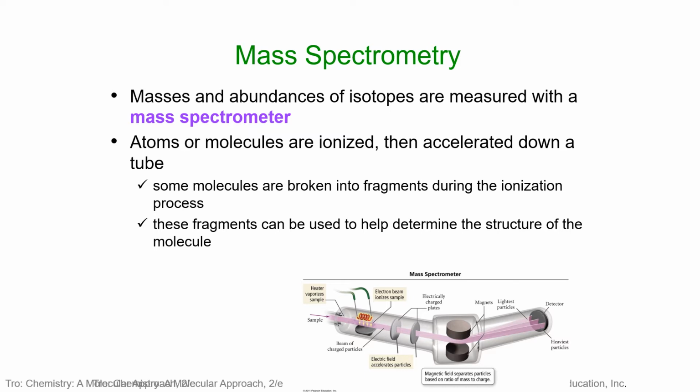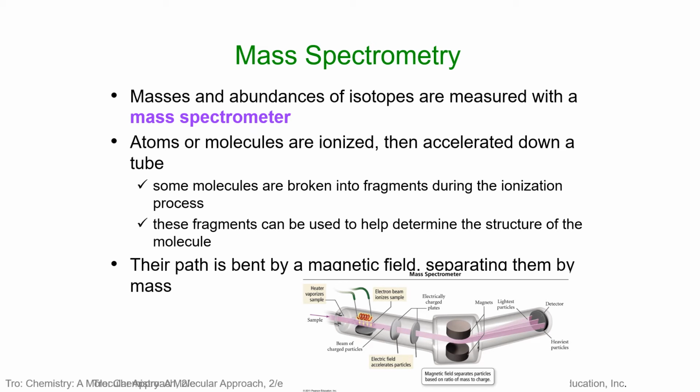As it moves down the tube, it can be affected by another magnetic field, which spreads the different molecules out depending on their mass. There's several types of mass spectrometers, and they work in slightly different ways. So we bend them to separate them by mass.